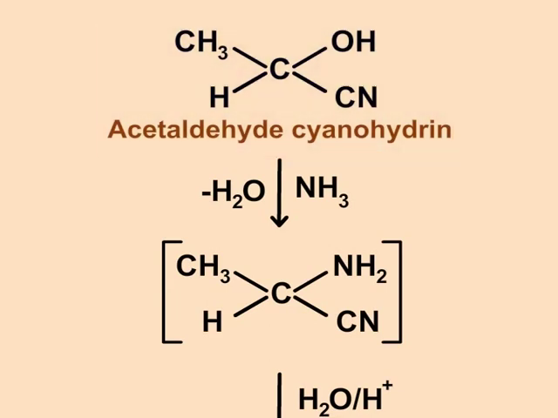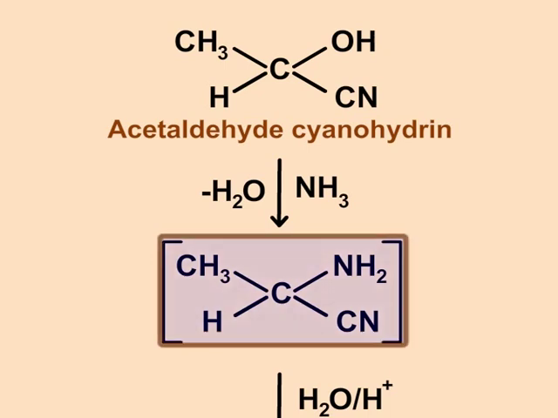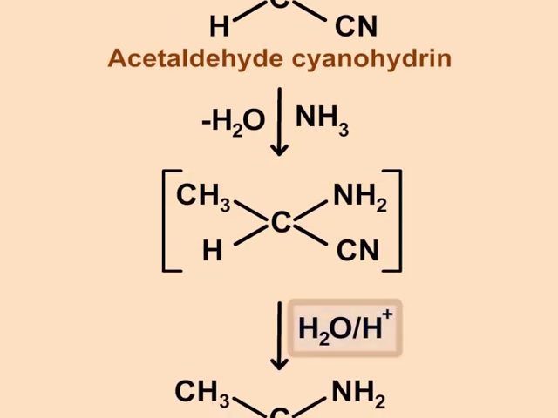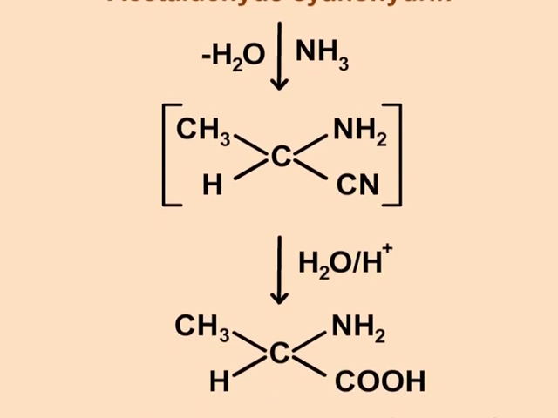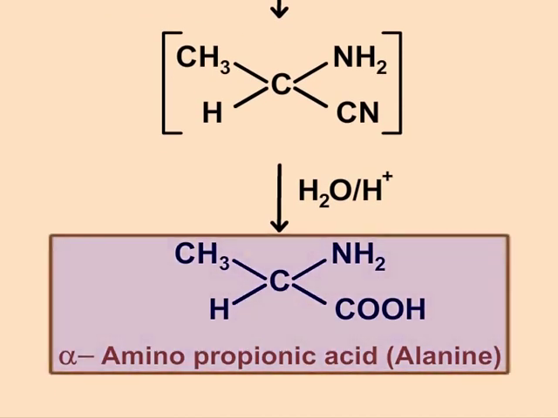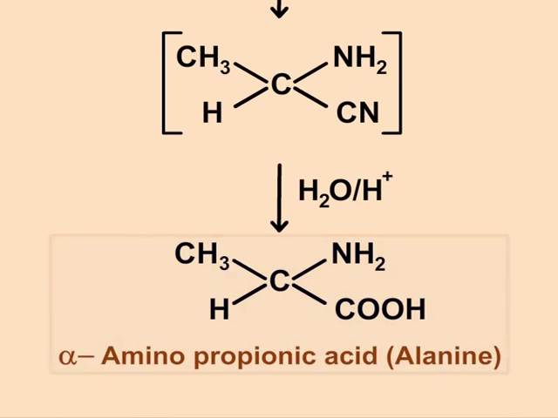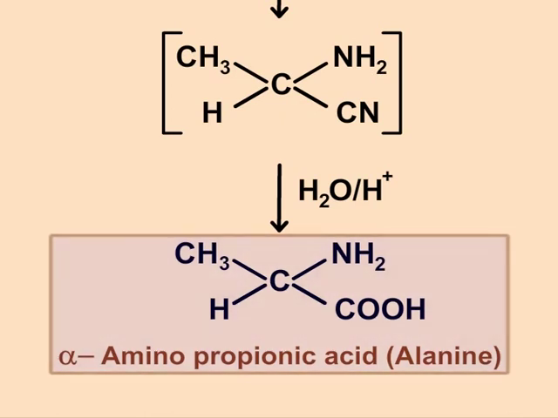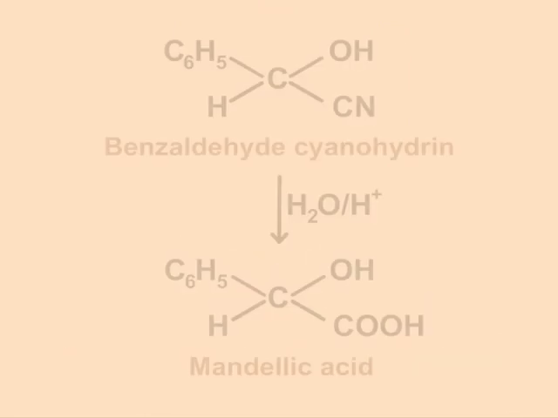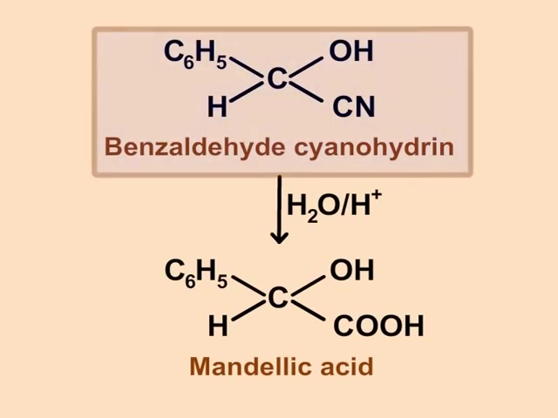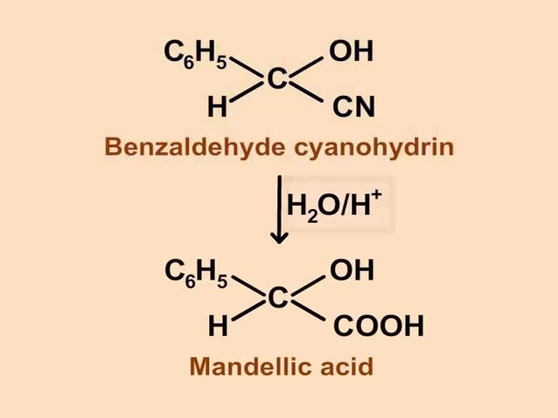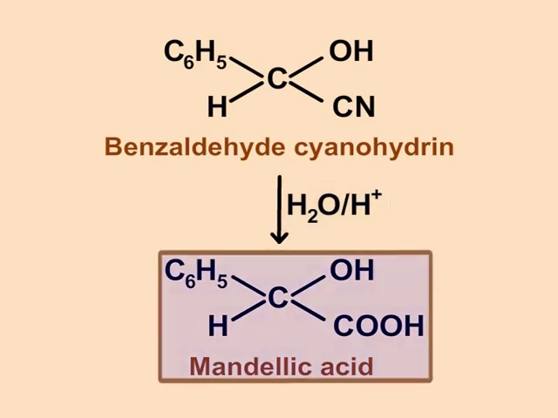Acetaldehyde cyanohydrin reacts with ammonia. One molecule of water is lost to form an addition product which further undergoes hydrolysis in acidic medium to form alpha amino propionic acid, which is also called as alanine. Benzaldehyde cyanohydrin hydrolyzed in the presence of aqueous acid gives mandelic acid.